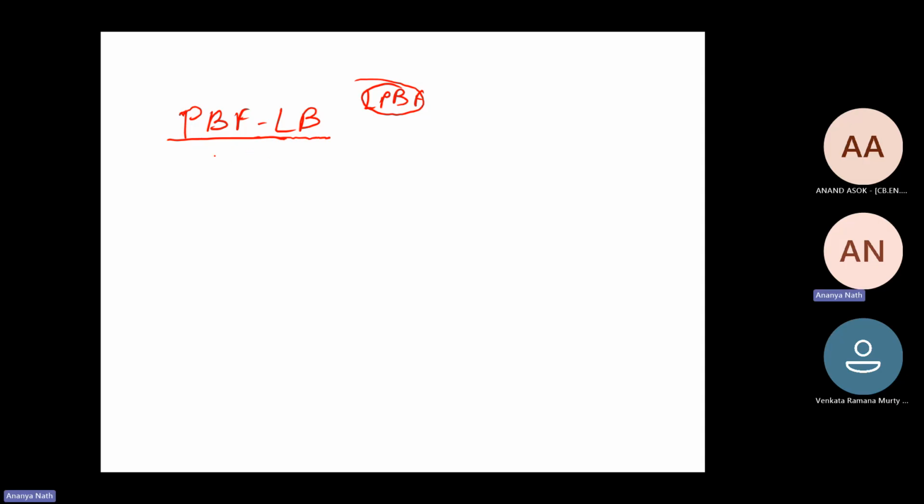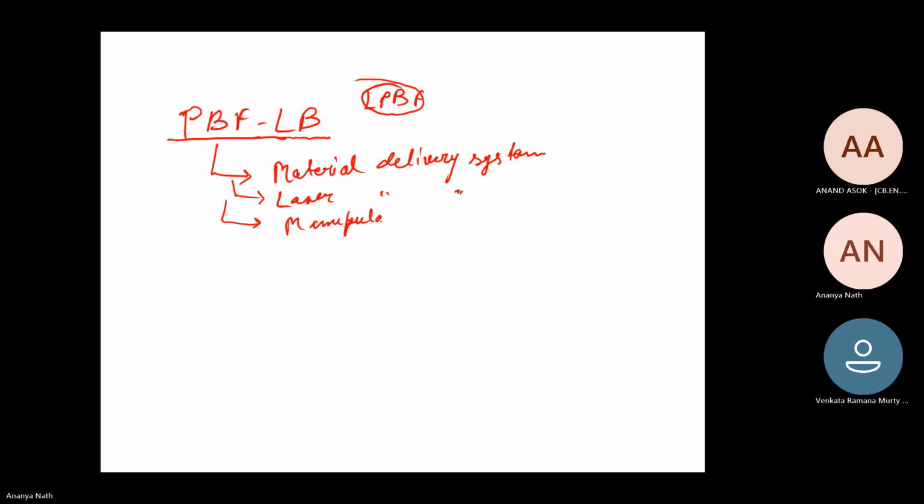Now this PBF-LB will have different parts: the material delivery system, the laser delivery system, the manipulator, and the laser source. Also, one extra part in PBF we have is called the filter. So I'll be talking about all these topics today.